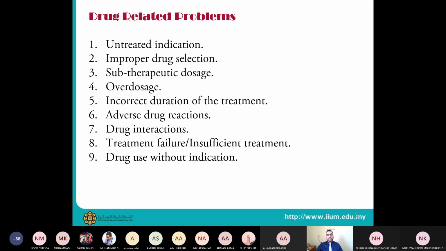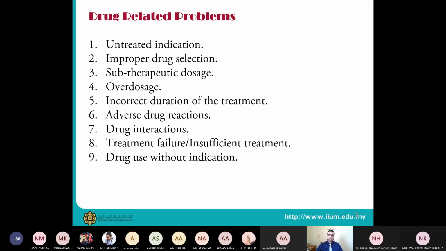Number 8: now everything is fine with this medication. It's indicated with the proper dose, no drug-drug interaction, no adverse drug reactions. Okay, but still the goal was not achieved. Going back to the example of diabetes: this patient was newly diagnosed with diabetes, so the first option usually is metformin. You give metformin and then you monitor this patient.